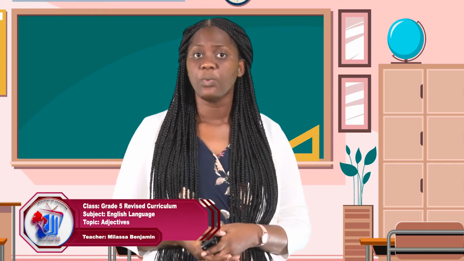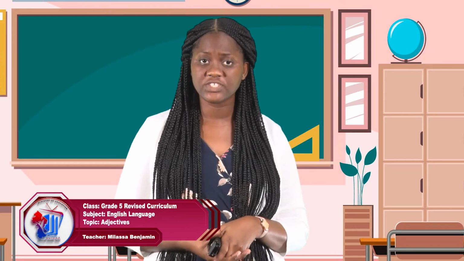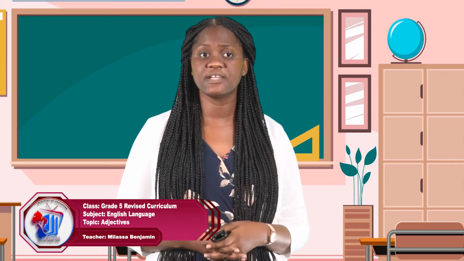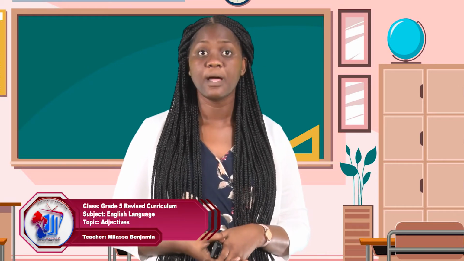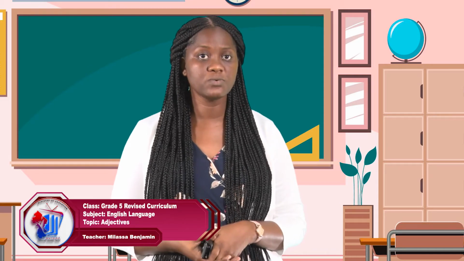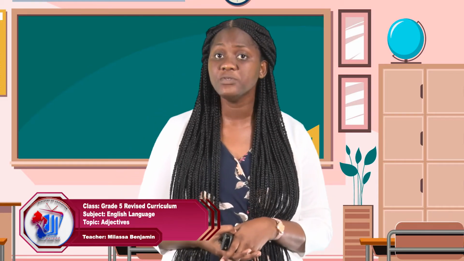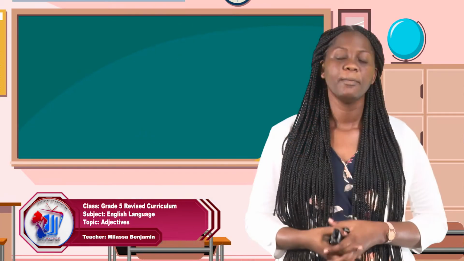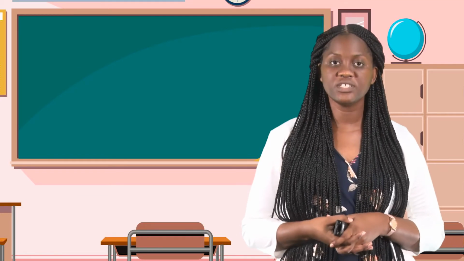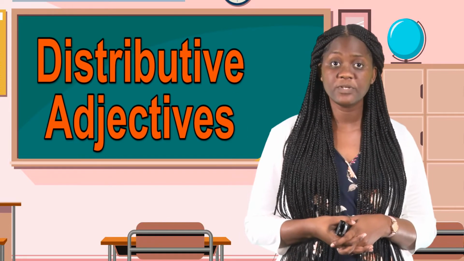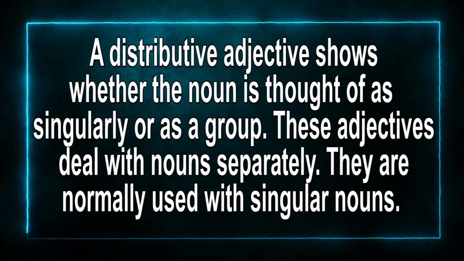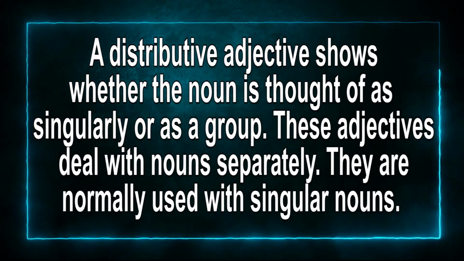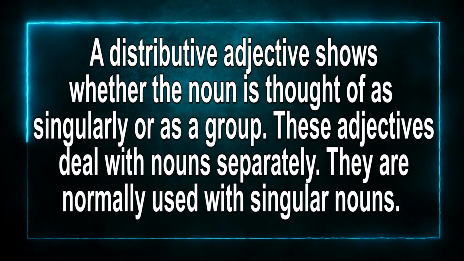So, boys and girls, we're seeing that demonstrative adjectives, interrogative adjectives, and possessive adjectives must all be followed by nouns to ensure that they are functioning as adjectives in the sentence. If not, then they change formats and become pronouns. Boys and girls, let's look at another type of adjective: distributive adjectives. A distributive adjective shows whether the noun is thought of as singly or as a group.